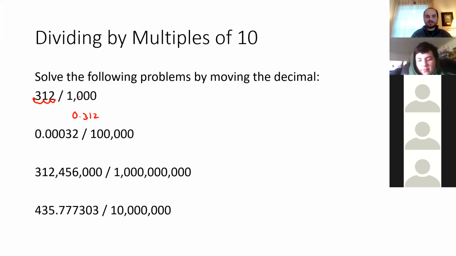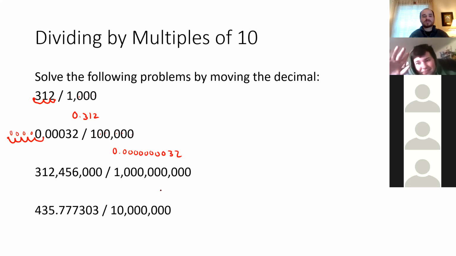Some of these are a little less fun, like for instance, this one, you're going to have a lot of zeros. So we're going 1, 2, 3, 4, 5 spaces to the left. It's going to be 8 zeros, so 0.12345678332. Now you might lose track of a zero once in a while, and that's mostly okay. But again, this is something that you can solve just by looking at the number of zeros. You don't have to do any actual math here. You're just counting and moving decimal places around.